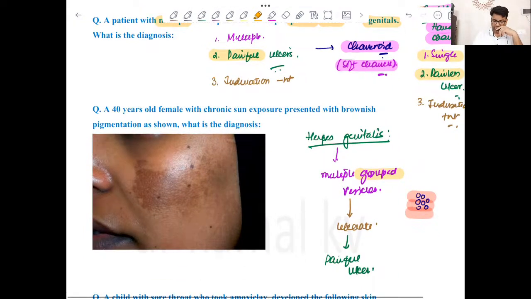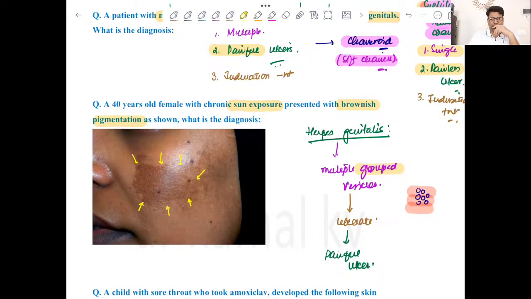Okay, chalo. Next question is about a lady who is having sun exposure and now is having brownish pigmentation as shown over the face. Now what is this? Okay, Shahnawaz bhai, perfect. Painless for syphilis, yes, agree to that, no problem. Okay, so in this particular question, there is a lady who is developing brownish pigmentation over the cheek after sun exposure. Now, what condition is this?